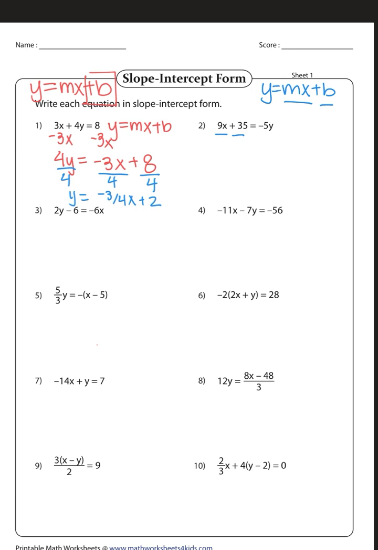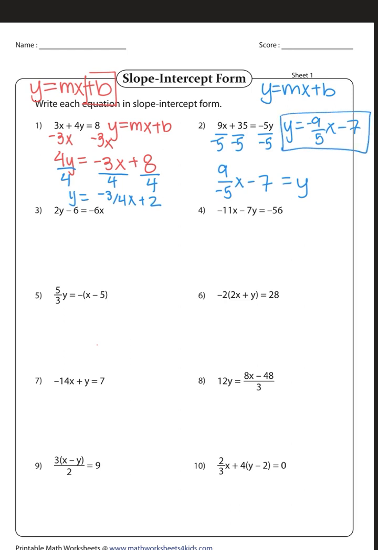And so the only thing left is to get rid of the pesky coefficient by y. And we do that by dividing by negative 5. So negative 5, negative 5, negative 5. And that gives us 9 over negative 5x minus 7 is equal to y. And you can switch it around to say y is equal to negative 9 over 5x minus 7, just to make it look a little nicer.